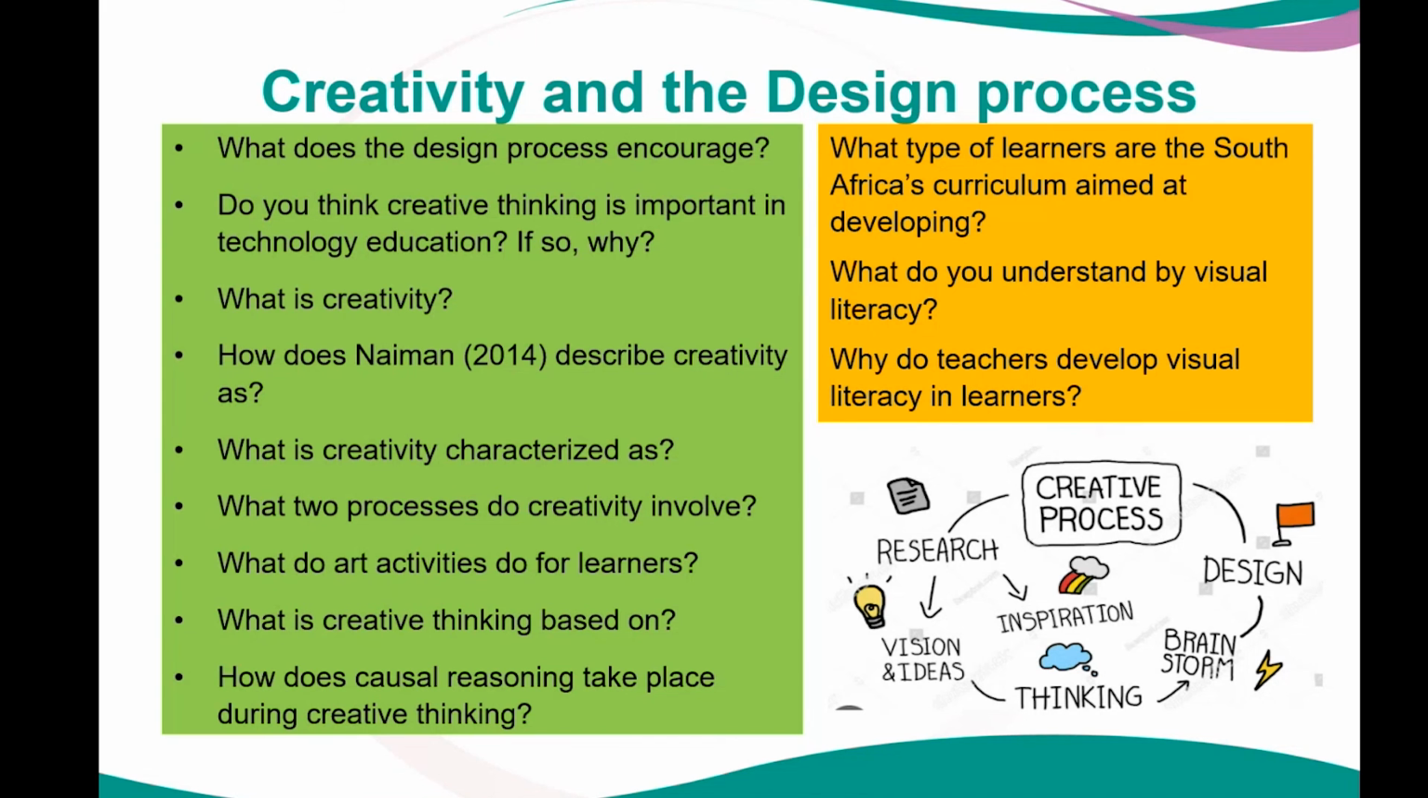So think about what creativity is, be able to describe creativity, be able to understand what creativity is characterized as, the two processes that creativity involves, and what art does for learners. You need to think of all of these things. What is creative thinking based on? How does causal reasoning take place during creative thinking? And what type of learners is South Africa's curriculum aimed at developing? We're also looking at why teachers develop visual literacy in our learners.